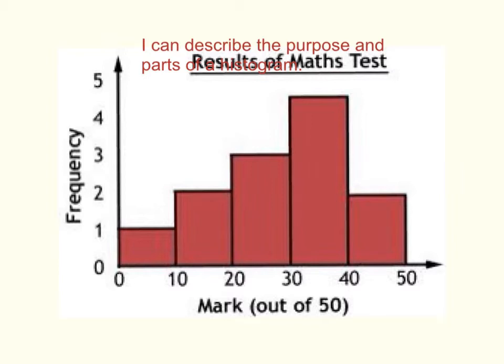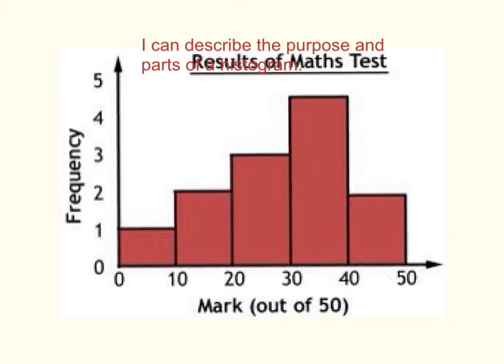Again, similar features as the last one. You again have a title, very clearly stated, results of the mass test. You then have the y-axis here with its label, in this case frequency, which means the number of times it happened, and then you have the x-axis down here with its continuous data from 0 to 10, 10 to 20, 20 to 30, 30 to 40, 40 to 50, and then it's marked out at 50.